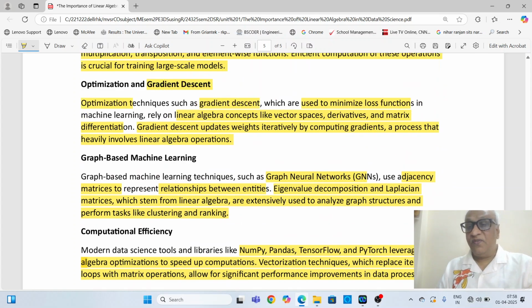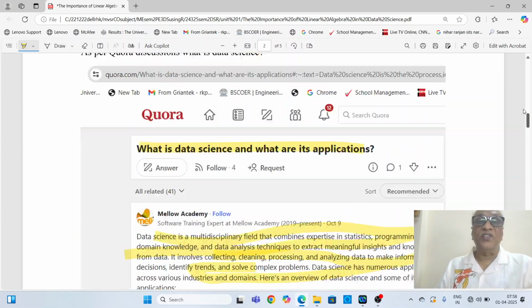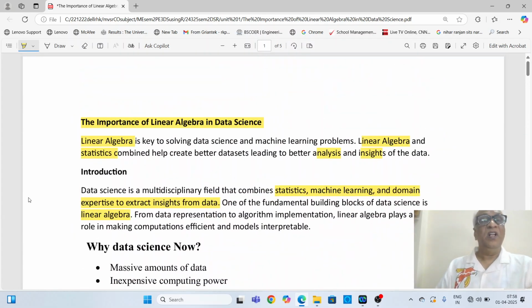So this was what we wanted to derive with this discussion. What did the discussion start with? The importance of linear algebra in data science. And with this small discussion, we could derive that data science is heavily dependent on linear algebra.